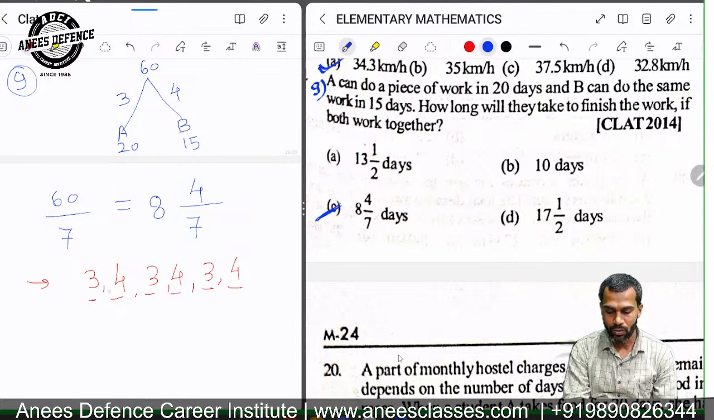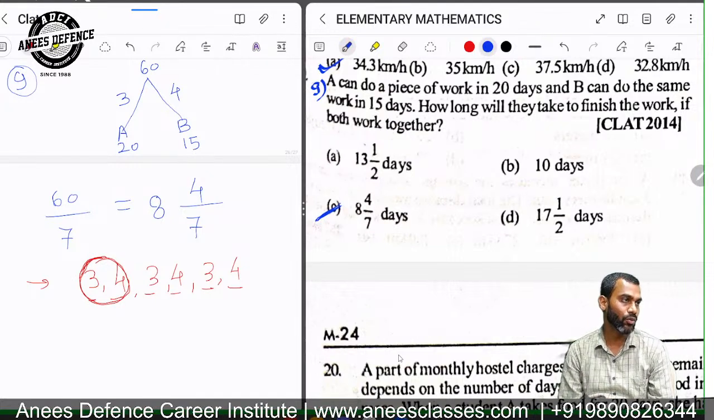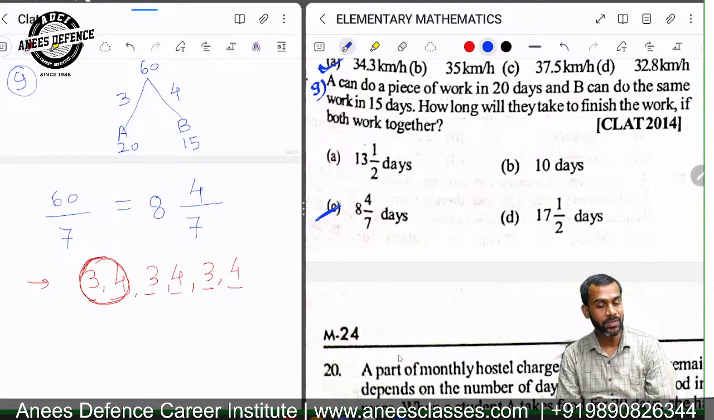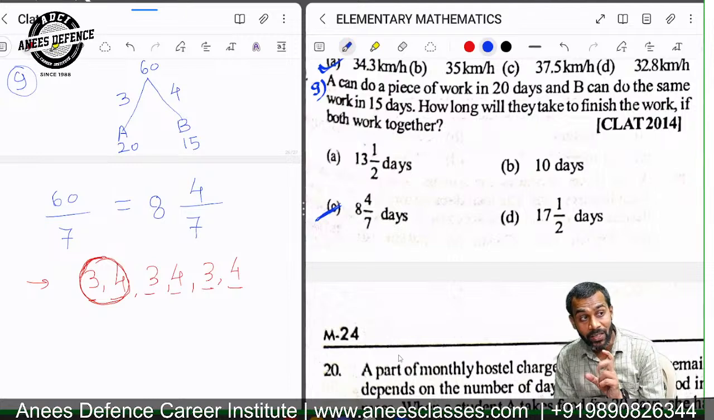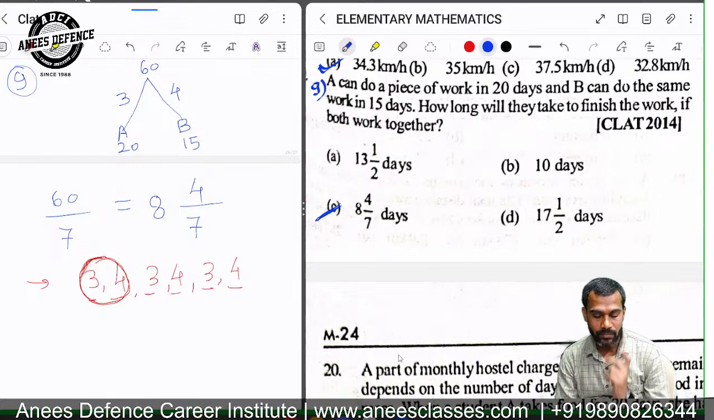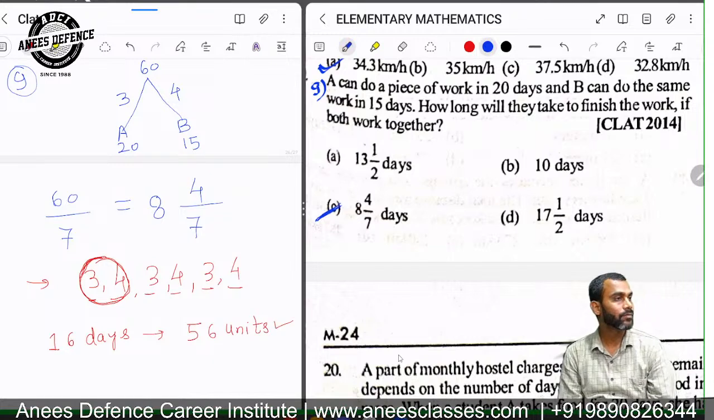Every time, if you see, in every 2 days, 7 units of work will be finished. So 7 8s are 56. For 8 pairs, 16 days will be needed. Can I say in 16 days, tell me, 56 units of work will be completed?